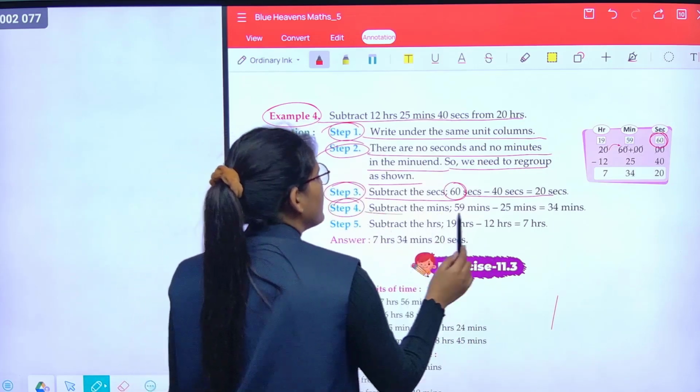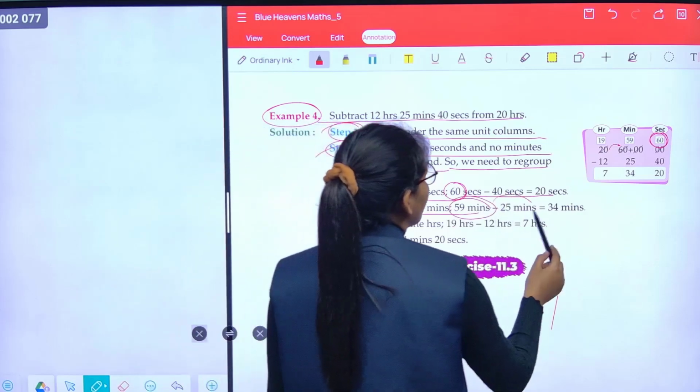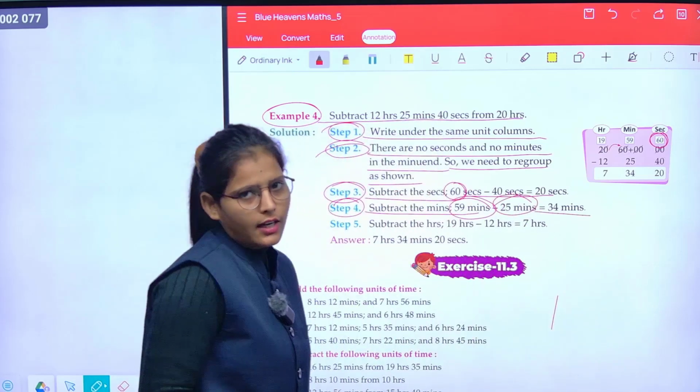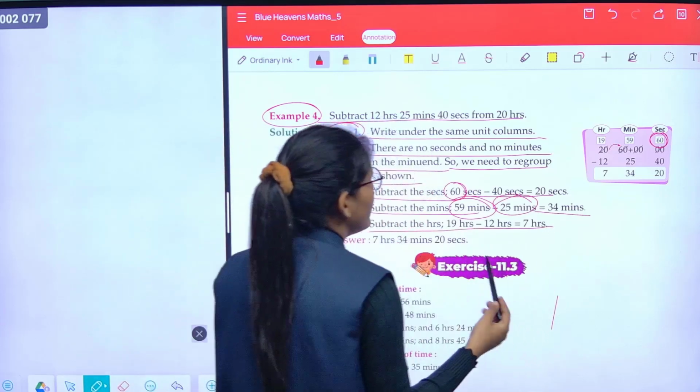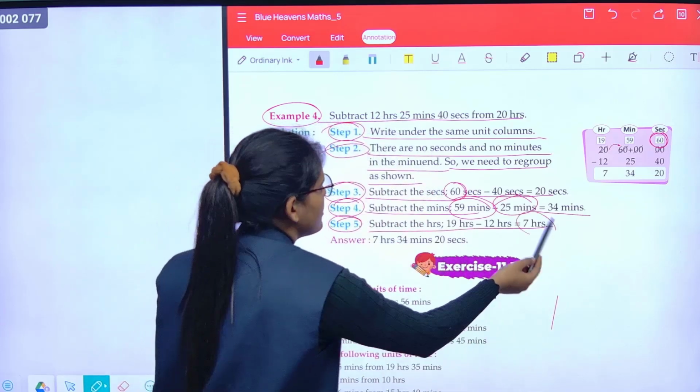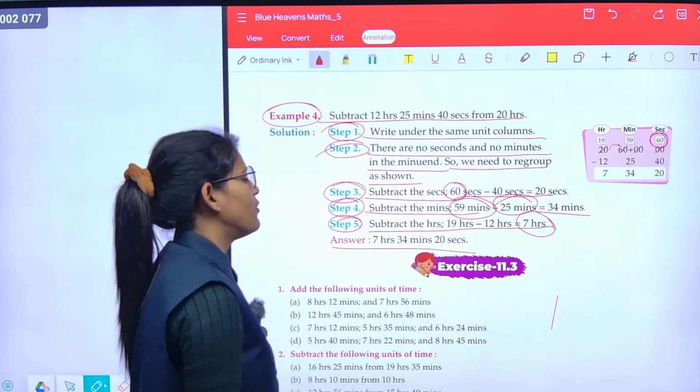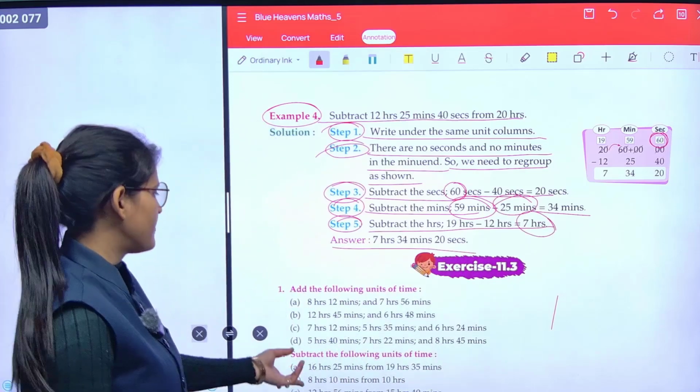Step 4, subtract the minutes. 59 minutes minus 25 minutes is equal to 34 minutes. Now step 5, subtract the hours. 19 hours minus 12 hours, 7 hours. Answer is 7 hours, 34 minutes, 20 seconds, class.